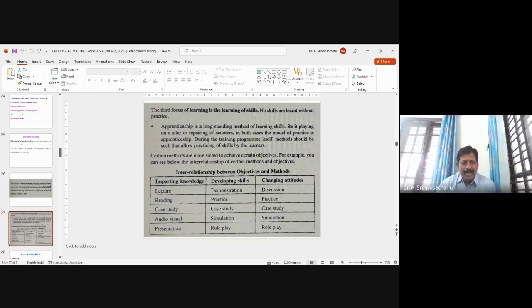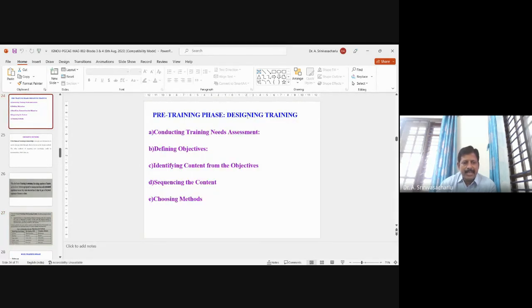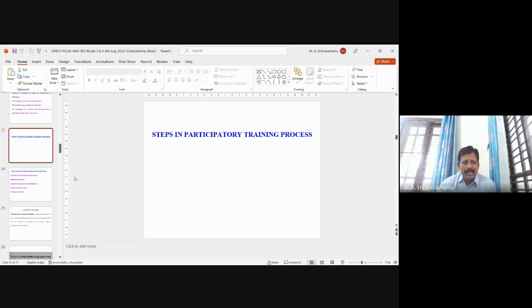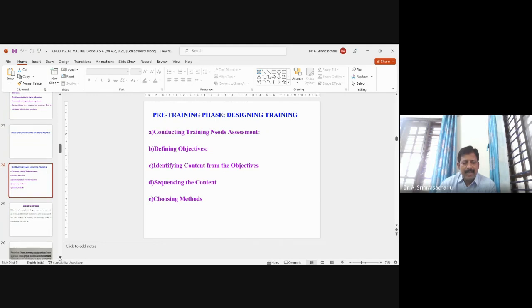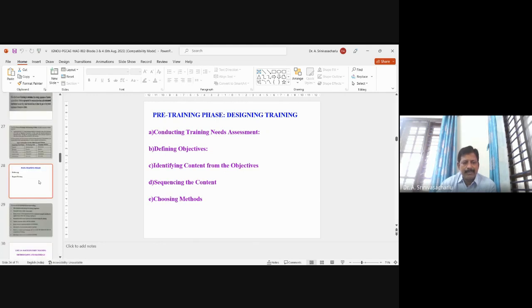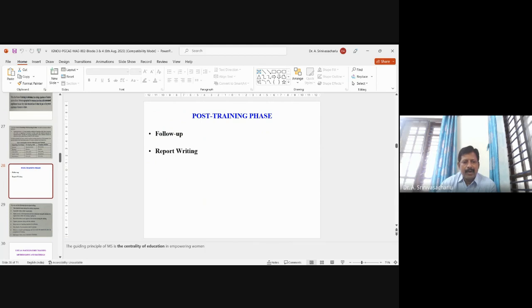So the pre-training phase is the first step in participatory training. After the pre-training phase, we have the next phase called post-training: follow-up and report writing. As an adult trainer, you should also take up the follow-up: how far people are implementing what I taught them. You taught them how to write A, B, C, D, how to fill the forms.